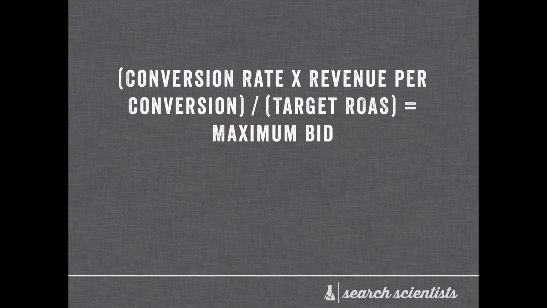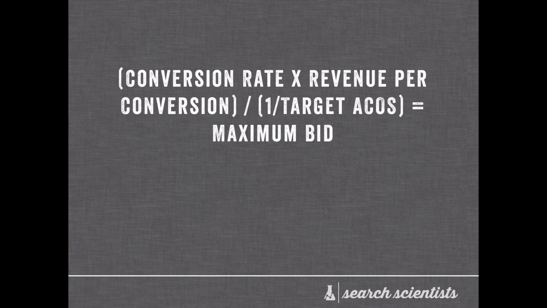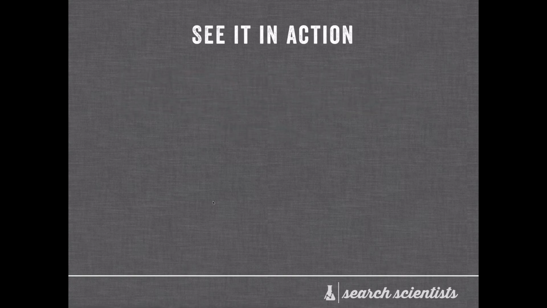Let's actually take a look at the math here. So you have this elaborate calculation for calculating a max bid using target return on ad spend. It's basically a factor of the conversion rate and revenue per conversion and your target return on ad spend. Your target ACoS just changes very slightly. You just change the 1 over target ACoS. Let's actually see this in action.